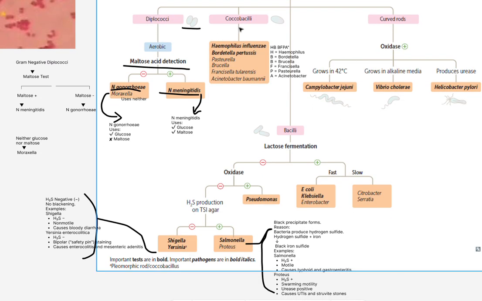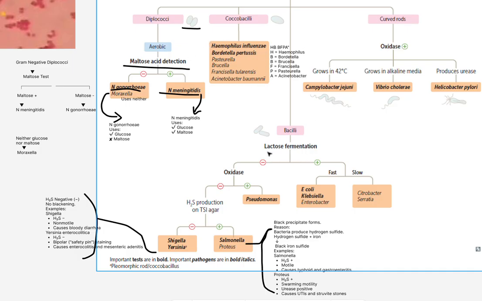Then we move on to coccobacilli. We saw the Haemophilus influenza, Bordetella pertussis, the whooping cough, Pasteurella, Brucella. Brucella was the animal-loving favorite one. The Francisella tularensis we haven't seen. We'll see it later. And Acinetobacter baumannii we've also seen, right? So after these coccobacilli, we move on to the bacilli.